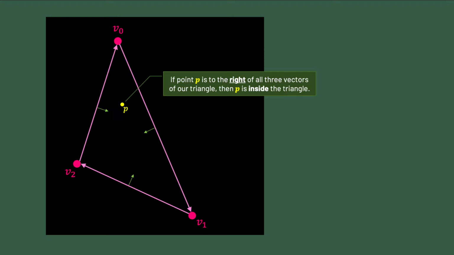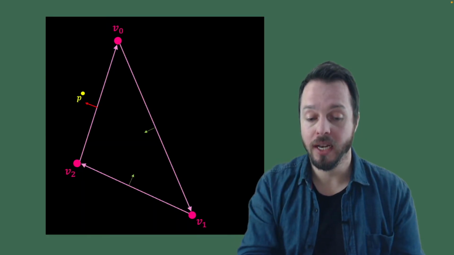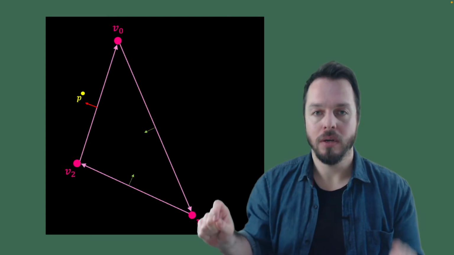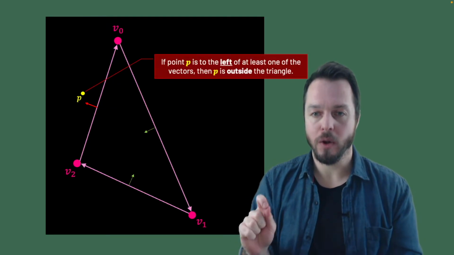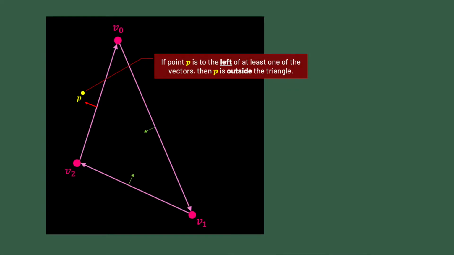And on the other hand, let's say P is to the right of the first edge, to the right of the second edge, but it is to the left of the third edge. That condition is broken, and our point P is outside the triangle. So again, as a summary, if our point P is to the left of at least one of those vector edges, then P is outside our triangle.